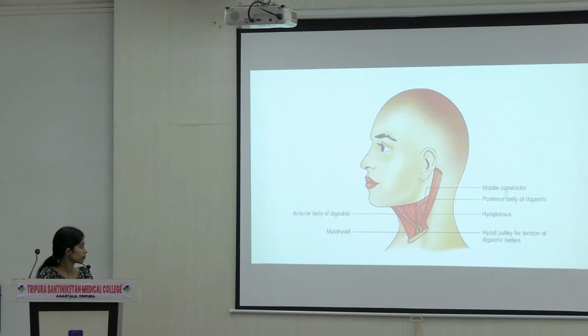You can see here, this is the anterior belly of digastric muscle that forms the antero-inferior border, the posterior belly of digastric muscle that forms the postero-inferior border. And the floor is formed by the hyoglossus muscle and mylohyoid muscle, and also a very small part of the middle constrictor muscle of your pharynx.